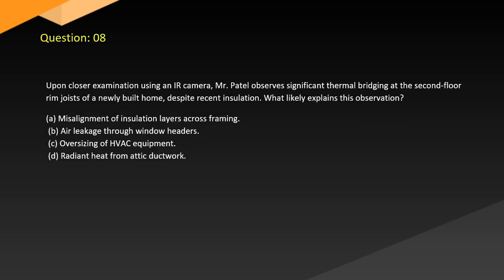Question 8. Upon closer examination using an infrared camera, Mr. Patel observes significant thermal bridging at the second-floor rim joists of a newly built home despite recent insulation. What likely explains this observation? A. Misalignment of insulation layers across framing. B. Air leakage through window headers. C. Oversizing of HVAC equipment. D. Radiant heat from attic ductwork.